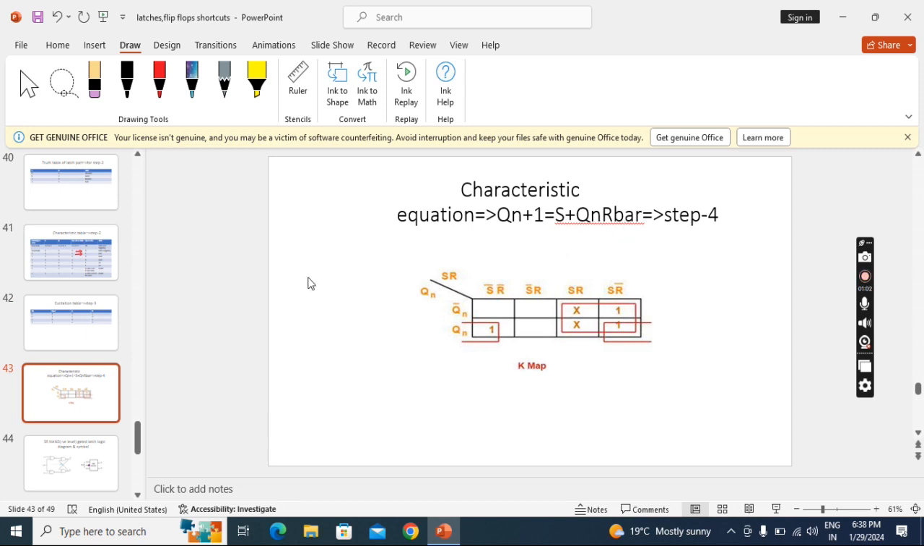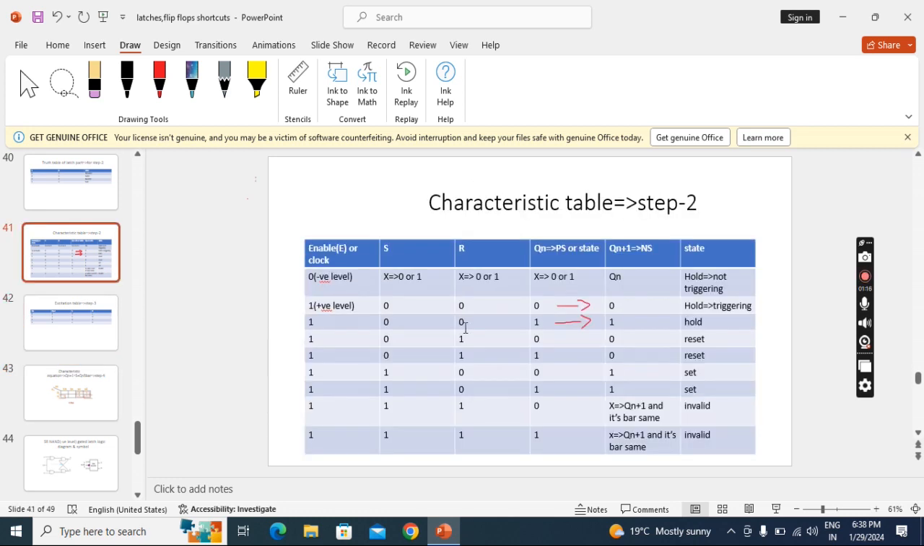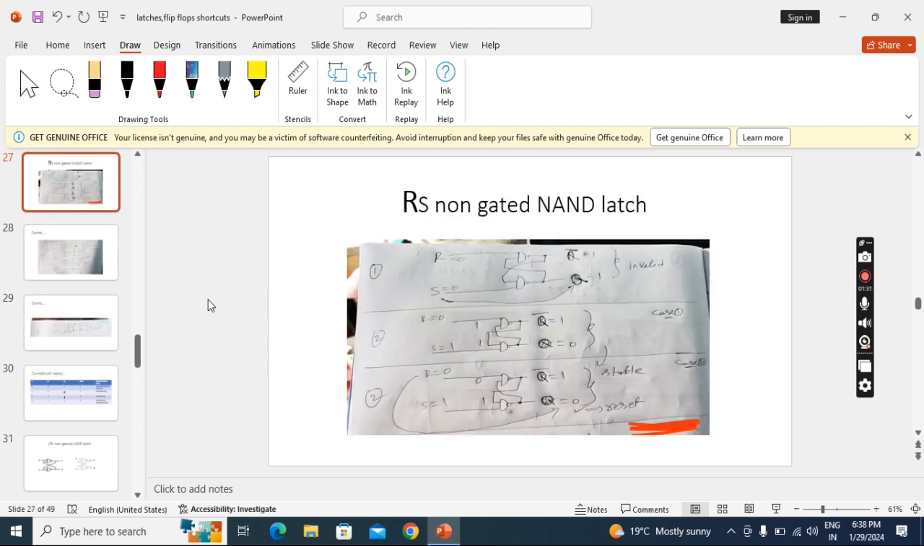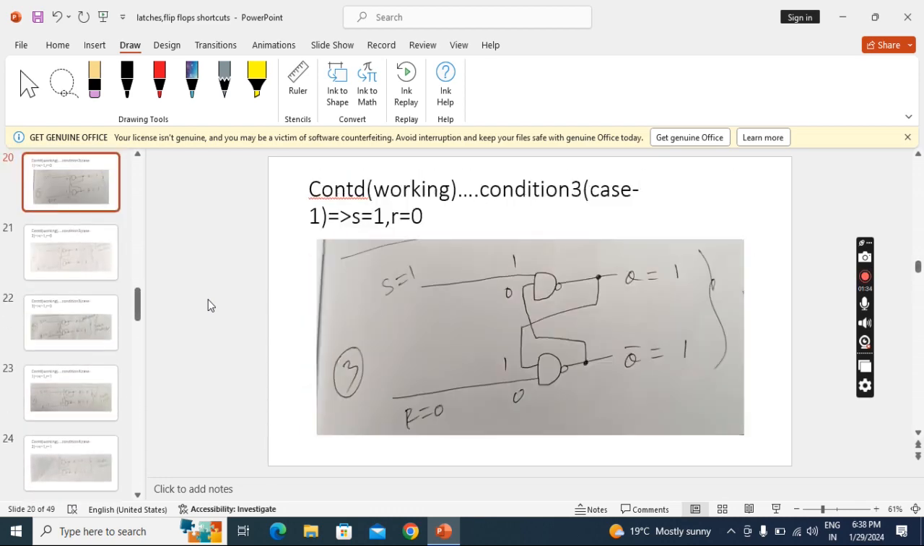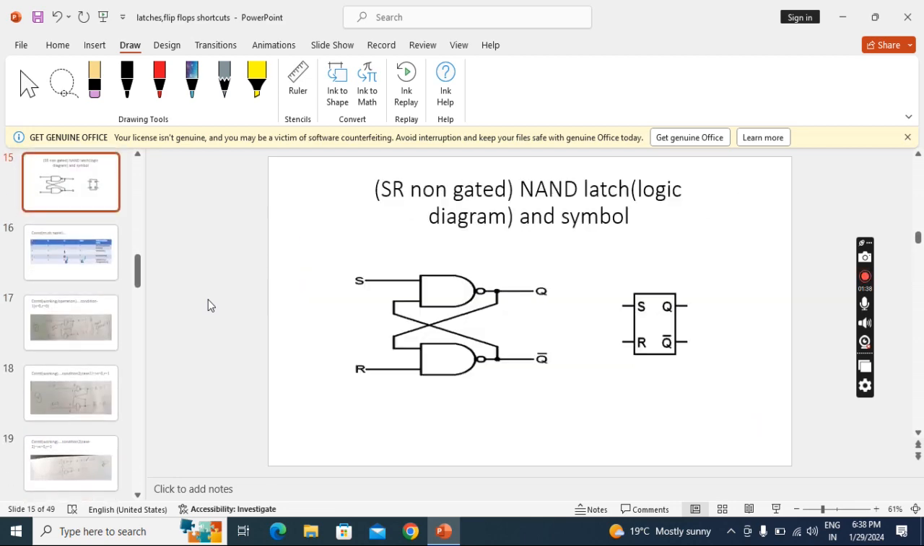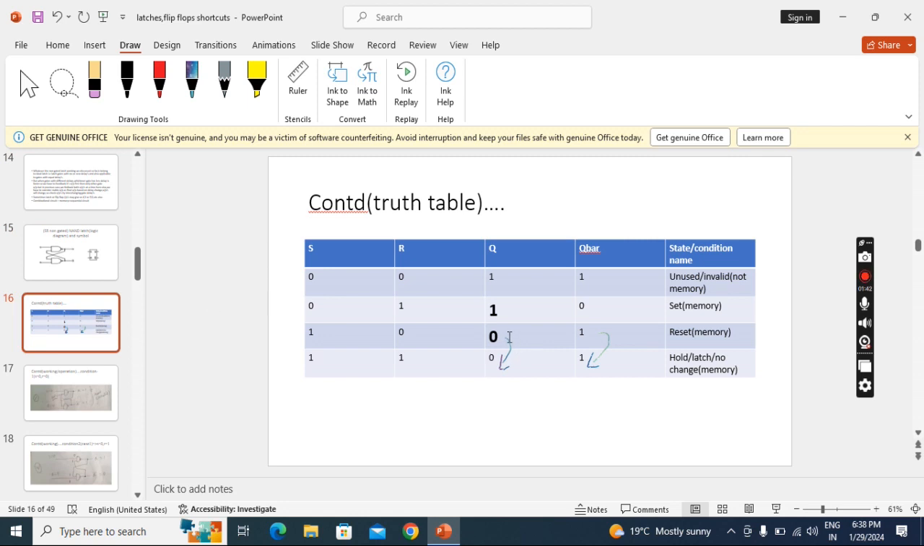What's the benefit of this? I can determine the Qn plus 1 value by substituting the S value, Qn value and R value in this equation. That's the benefit. Here, whatever is happening, the values are going from left to right side. But when we take hold in the non-gated latch, we'll see how it happens. This is in the gated latch, but how it happens in the non-gated latch we'll see. See here, hold is happening from top to bottom like this. But we no need to remember right to left or top to bottom like that. I am just showing. Observe the difference.